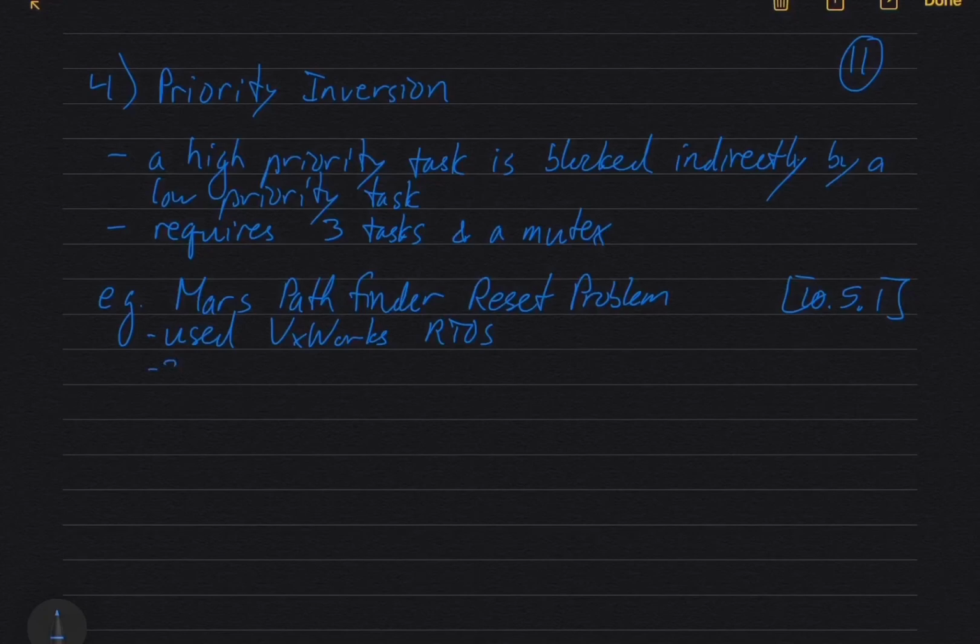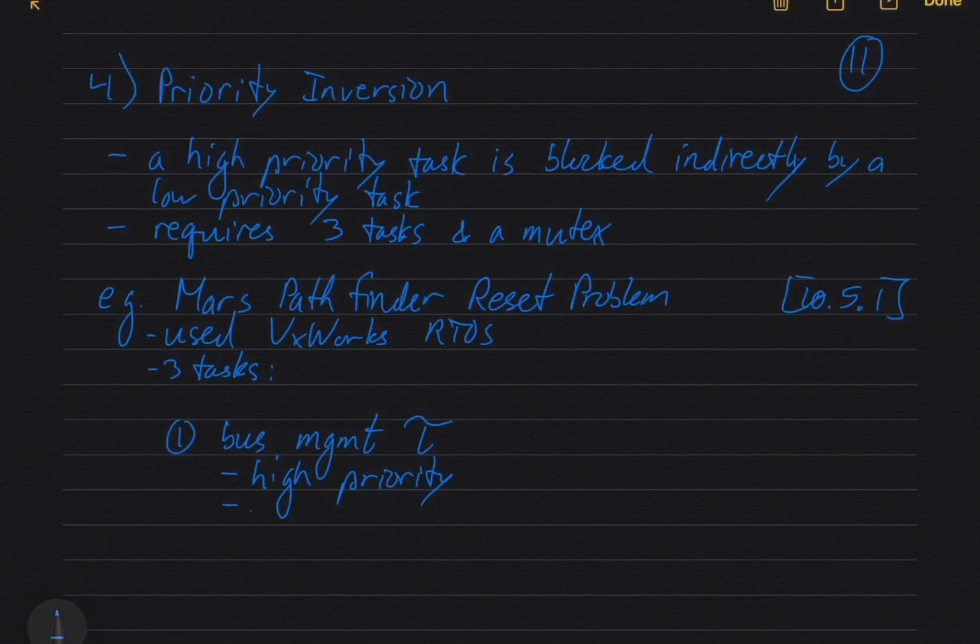It had three tasks, and task number 1 was the bus management task. This was a high priority task. There's two parts to the mission. There's the lander and then there's the rover, and the problem happened on the lander. It had a couple of buses, and the bus management task was to check one of the buses and make sure that things were moving on it and that it wasn't being blocked up.